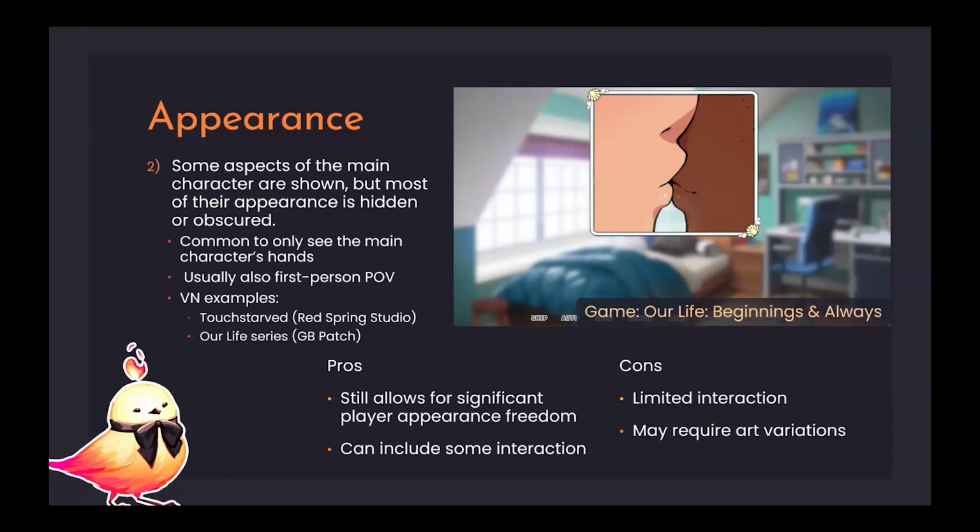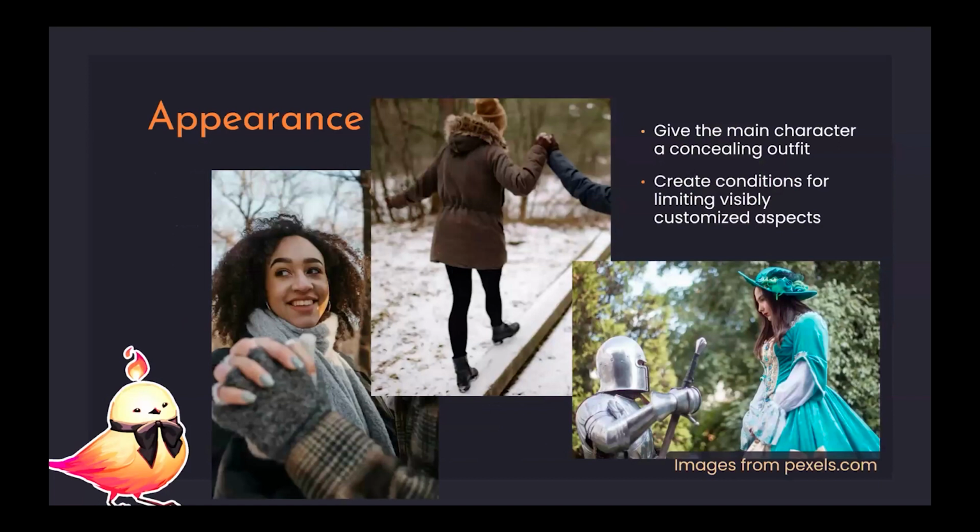Depending on what part of the main character you choose to show, you may need additional art assets to reflect the appearance the player has chosen for the main character, such as color variations or different body types. Some clever approaches to this kind of customization involve arranging for conditions which put sensible limits on the player's appearance. For example, you may make your main character a knight, in which case, whenever they are shown, you can show them in a suit of armor.